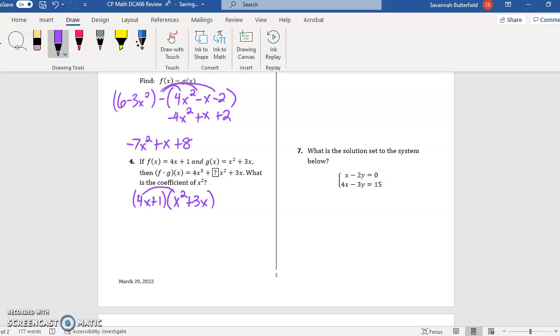So I'm going to start: 4x times x squared gets you 4x cubed. 4x times 3x gets you 12x squared. 1 times x squared just gets you x squared. 1 times 3x is just 3x. Combine these two terms right here, and we get 4x cubed plus 12 plus 1 is 13x squared plus 3x. It was asking for the coefficient of x squared, so your answer would be 13.